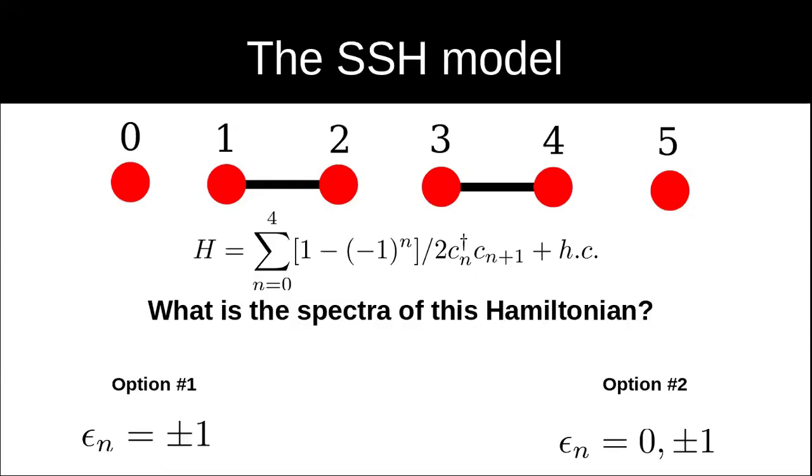Now, if you ask yourself, what is the excitation spectra of this Hamiltonian, you can actually see that the excitation energies now are 0 and plus minus 1. So plus minus 1 for the sites that are coupled. So again, we have bonding, anti-bonding states, and for the sites at the beginning and at the edge, we essentially have 0 energy modes.